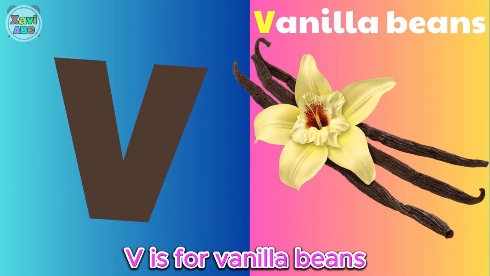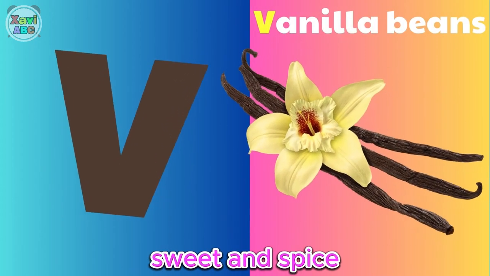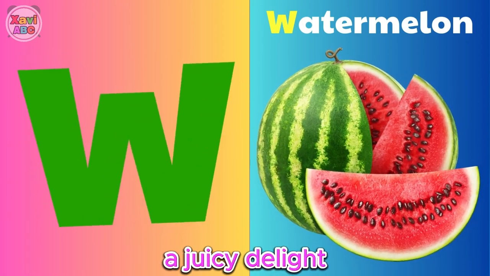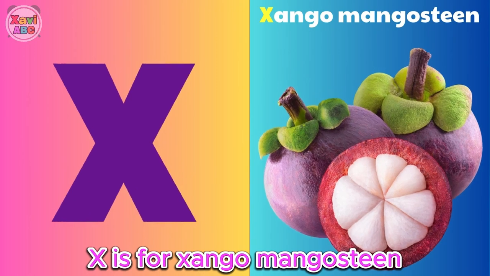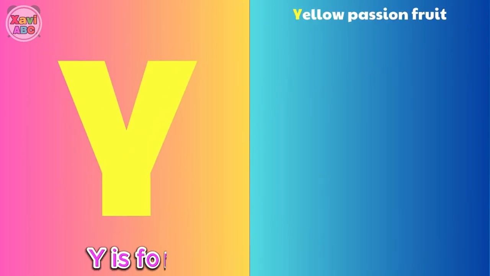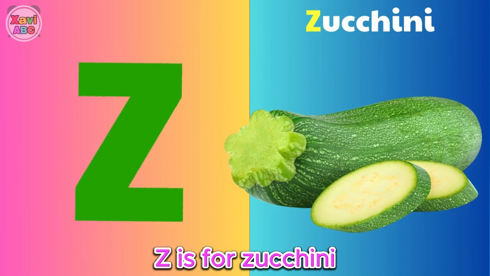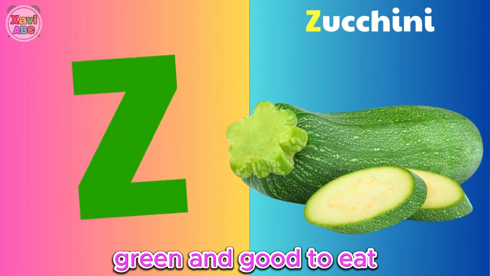V is for vanilla bean, sweet and spice. W is for watermelon, a juicy delight. X is for zango, mangosteen, a tropical dream. Y is for yellow passion fruit, a tart and sweet treat. Z is for zucchini, green and good to eat.